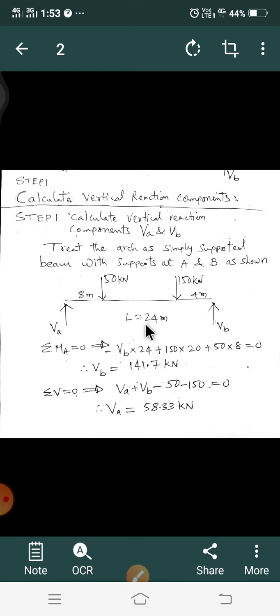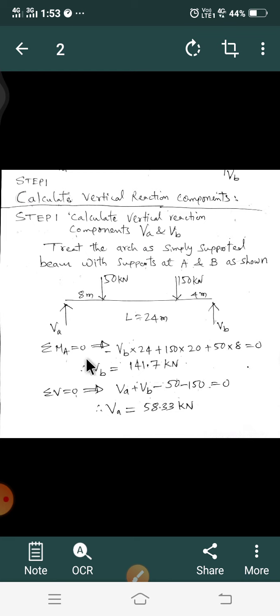the loads placed at the same distances: at 8 meters, 50 kN is acting, and from the other support, that is support B, 150 kN is acting at 4 meters. Total span is 24 meters. Now use sigma MA equal to 0.